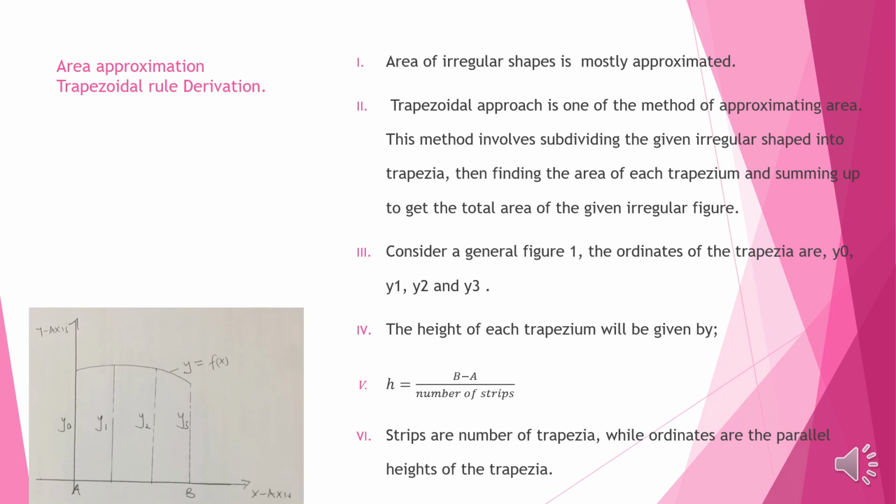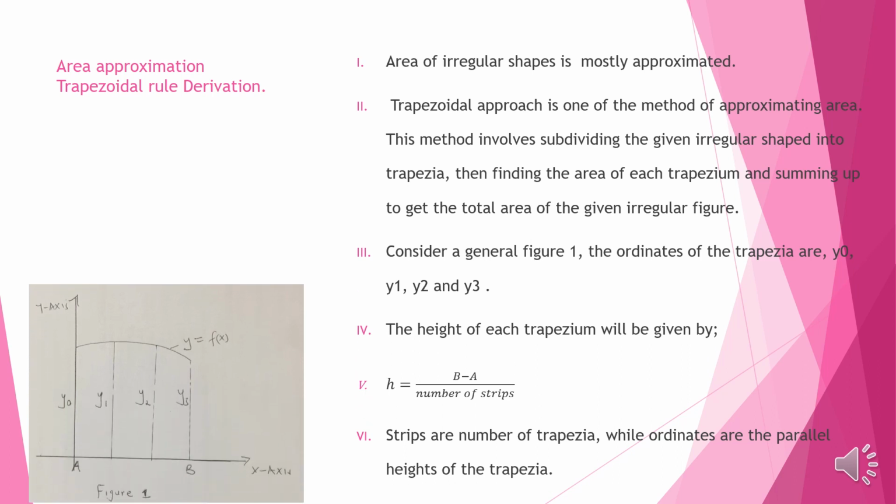So in the figure that is appearing alongside, you can see that the parallel heights are labeled as y0, y1, y2, and y3. There are 4 ordinates, but there are 3 strips. So you can imagine that the number of strips are less by 1 if you compare with the ordinates.